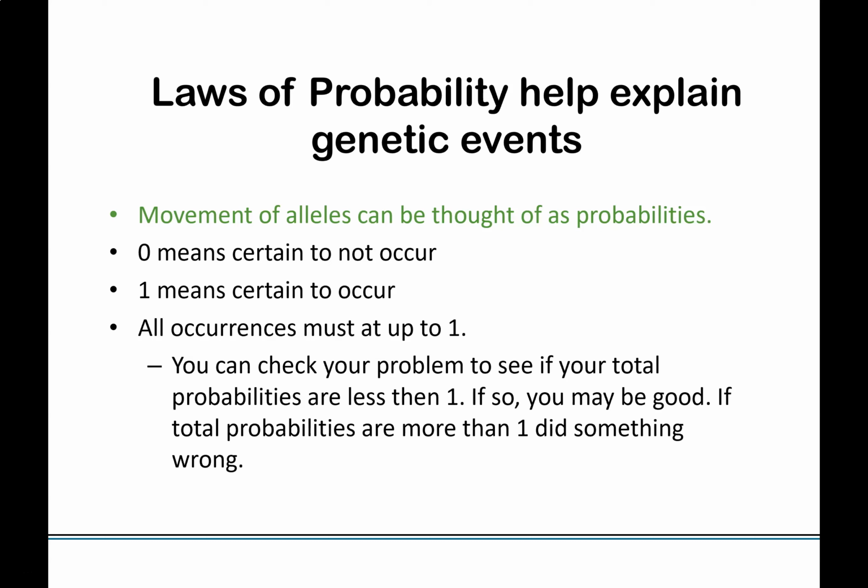Now, there are sometimes events that cannot occur. If you have 2 parents who are both homozygous dominant, you are not going to get a homozygous recessive child except by the very unlikely event of a mutation. So because of that, we can predict what might happen in a genetic cross. But in general, we can think of the movement of alleles as though they are possibilities.